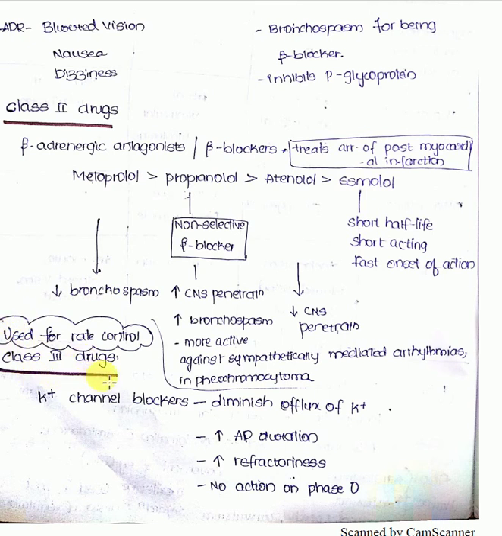And the next class is class 3 drugs. Those are potassium channel blockers. Potassium channel blockers act at phase 3 where repolarization occurs. These potassium channel blockers diminish efflux of potassium. During repolarization, potassium efflux takes place. This potassium efflux is blocked by potassium channel blockers.